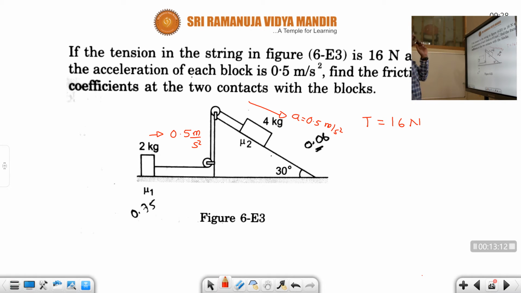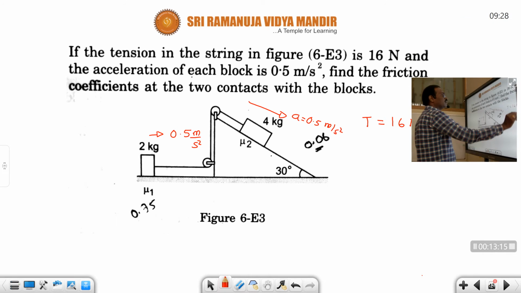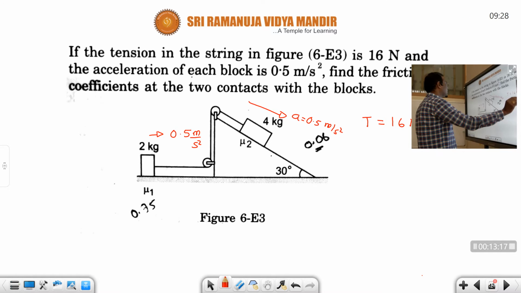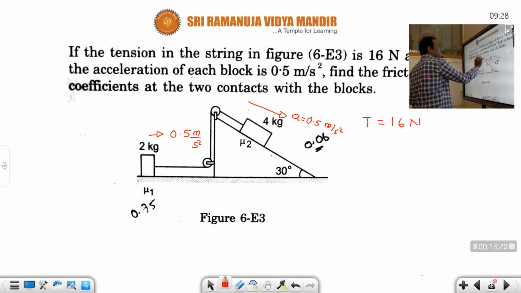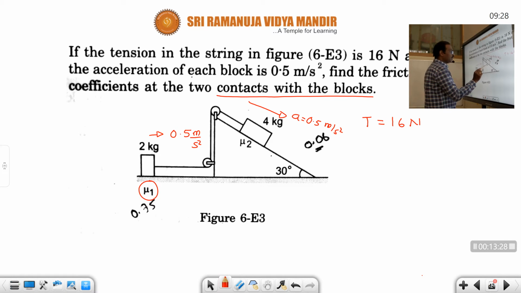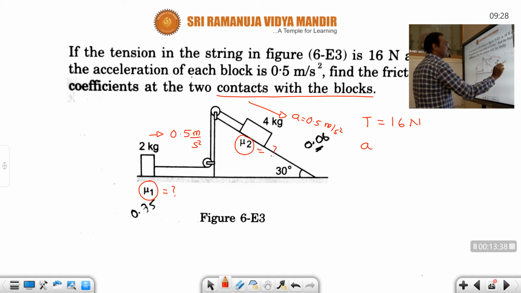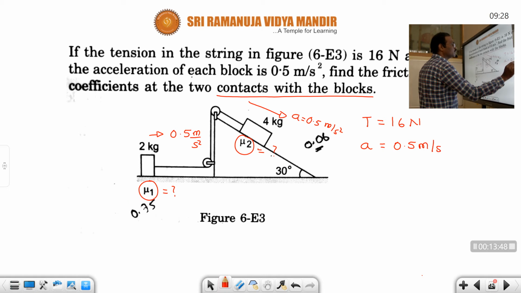Then find the friction coefficients at the two contacts with the blocks. Here I will take the value mu1, and here I will take the value mu2. You have to find the value of mu1 and the value of mu2. Already the tension is given, and the acceleration a is also given, which is 0.5 meter per second square.